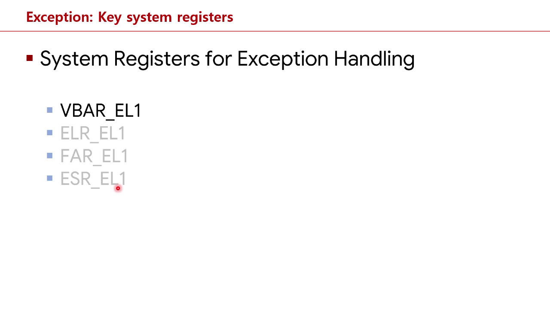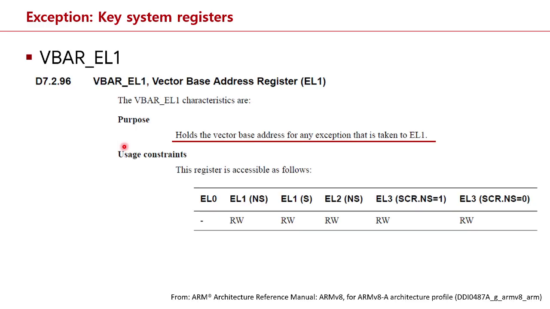And from another viewpoint, from a debugging perspective, it is important to understand how the system registers are updated during runtime when an exception happens. Now, let's begin with the VBAR_EL1 register. For this, let's analyze the core part of the ARM reference manual that describes the VBAR_EL1 register.